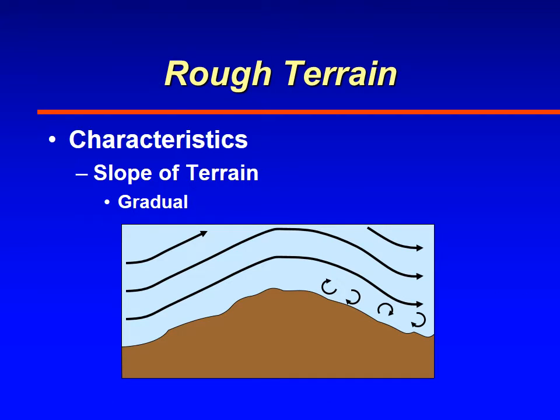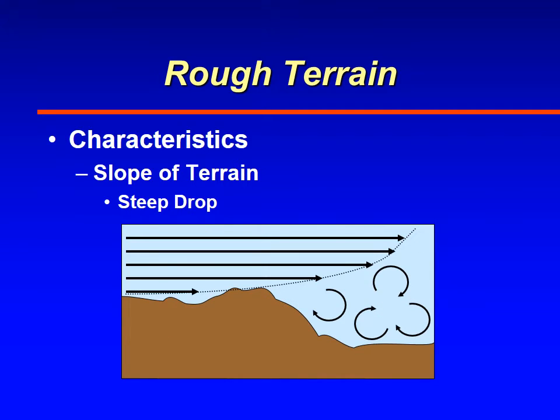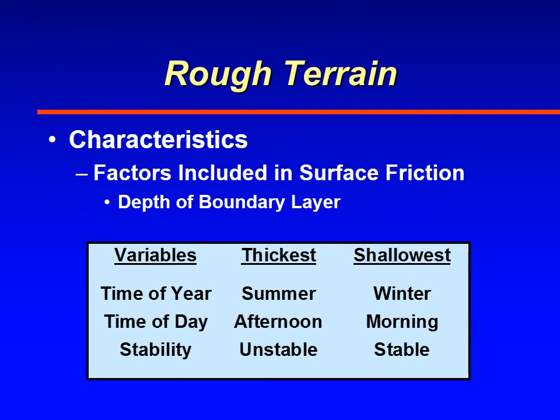Also, the slope of the terrain. If the terrain has a very smooth slope, then the vortices tend to be smaller and less intense than if it drops off very rapidly, which enhances the shear and produces much stronger turbulence. And also the other factors we talked about when we discussed surface friction turbulence.